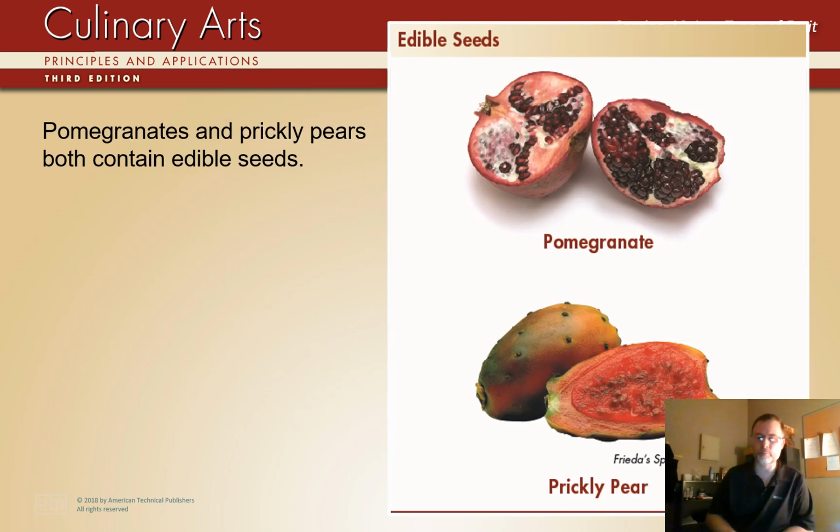You have pomegranates and prickly pears. They both contain edible seeds, although the pomegranate seeds are very hard to eat, so most people don't eat them. They juice them. They take the seeds out, so they are technically edible. But what we usually do is take the seeds, which are in clusters in the pomegranate, and use them to make pomegranate juice. And that's the purpose behind that.